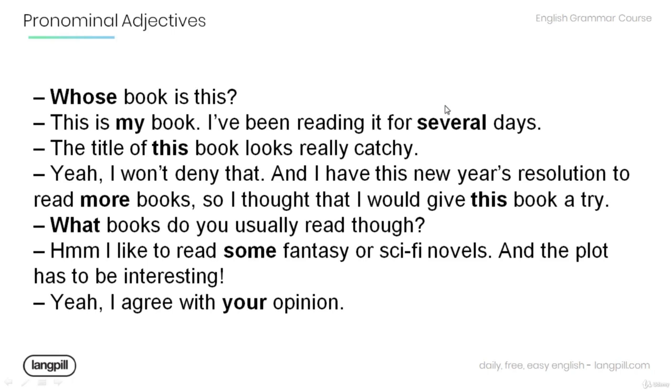Whose book is this? This is my book. I've been reading it for several days. The title of this book looks really catchy. Yeah, I won't deny that. And I have this New Year's resolution to read more books, so I thought I'd give this book a try. What books do you usually read though? I like to read some fantasy or sci-fi novels, and the plot has to be interesting. Yeah, I agree with your opinion.